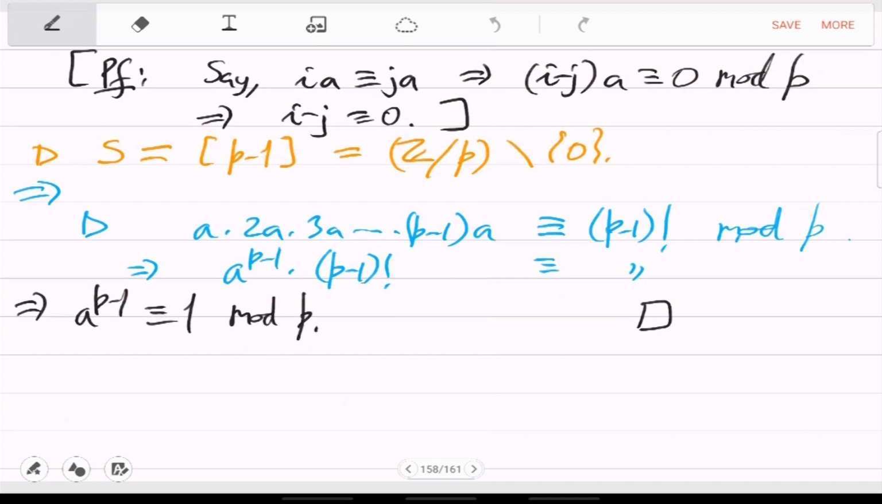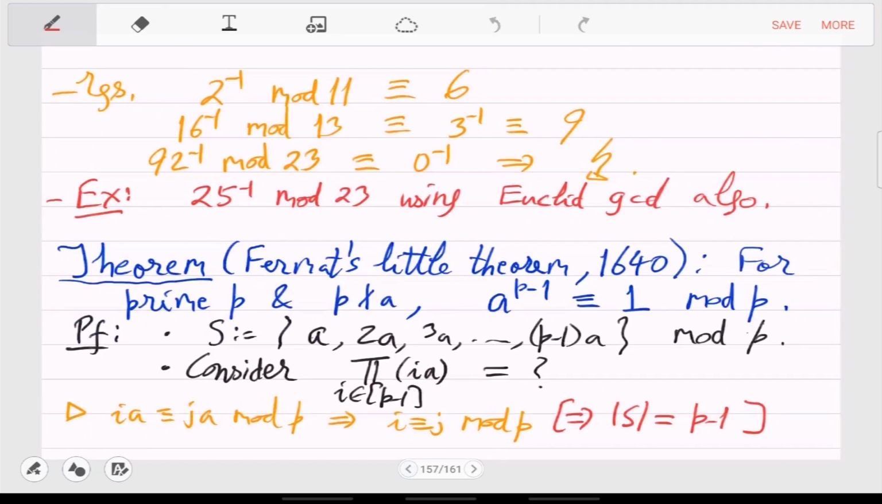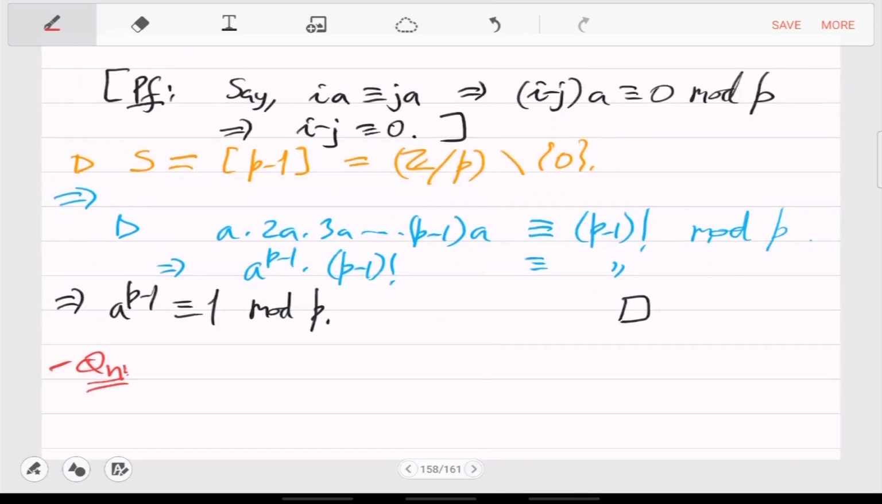Right, so we took a diversion to Fermat's little theorem, a to the p minus 1 is 1 mod p. Any questions till now? So the next issue is, basically we have shown that a raised to p is a mod p. Right, so what can you say for a raised to n mod n?